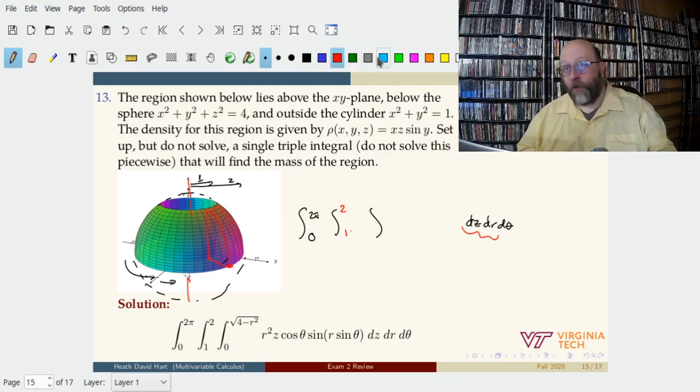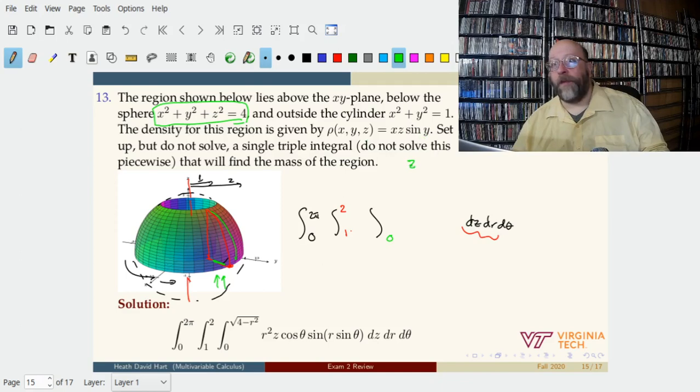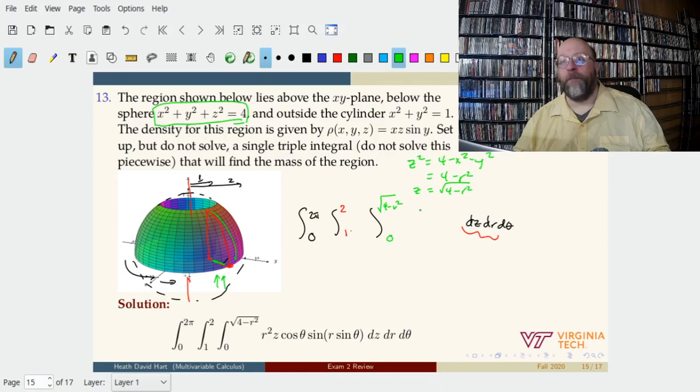And then if we travel in the z direction, send an arrow through the shape, it's going to enter at the bottom, which is at 0, and it's going to leave across the top, which is along this sphere. z squared is equal to 4 minus x squared minus y squared. That's 4 minus r squared, and so z is going to be the square root of 4 minus r squared. And that's where we get the upper limit.